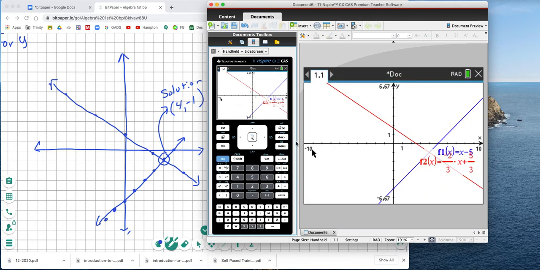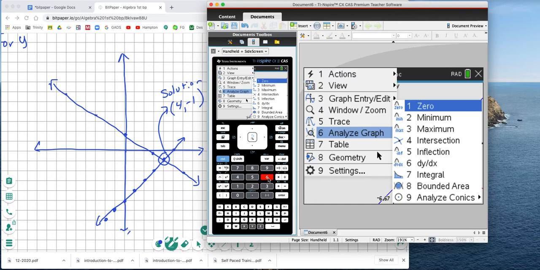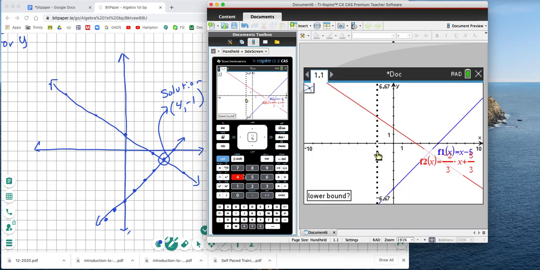And now what I'm going to do is see what the solution is to this system. So I'm going to do Menu, and I'm going to press the 6 for Analyze Graph. And on that graph, I want to look at the intersection, so I'm going to press the 4. Now this gives me a dotted line that moves. And all I'm doing is using the mouse pad with my finger, and I can move that dotted line.